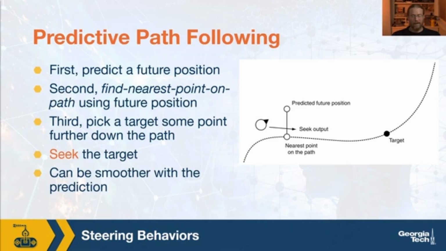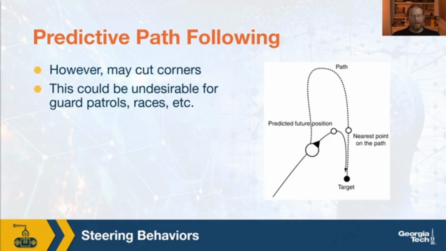And then once we have that spot on the path, we'll then pick a target that's somewhere further down the path, that's actually on the path. And so that will be the seek target for the agent to move to. So this predictive path following can be smoother in terms of the movement of the agent over time. But a downside, and it really depends on the scenario how big a deal this downside is, is that you can end up cutting corners.